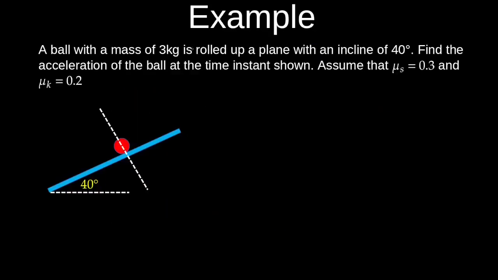A 3 kilo ball is rolled up a plane with an incline of 40 degrees, and we're asked to find the acceleration at the time instant shown, and assume the following friction coefficients. So taking a free body of the ball and drawing the forces that are acting on it, so we have the force of weight, the kinetic friction force, and the normal force. And this angle is equal to the angle of the plane.